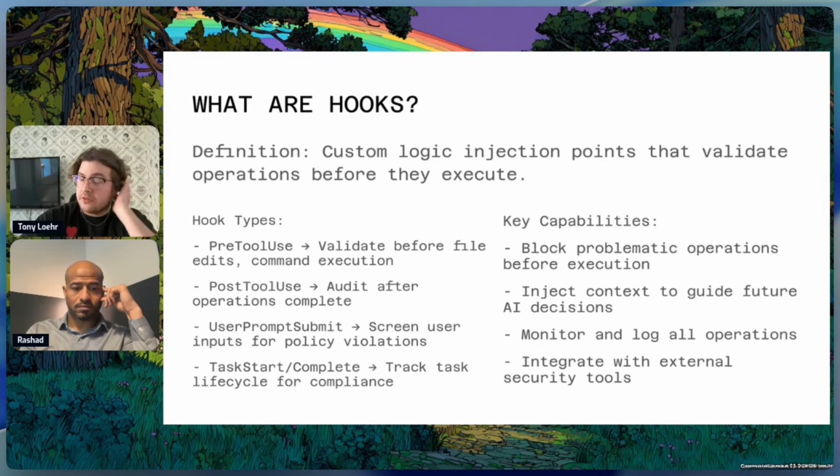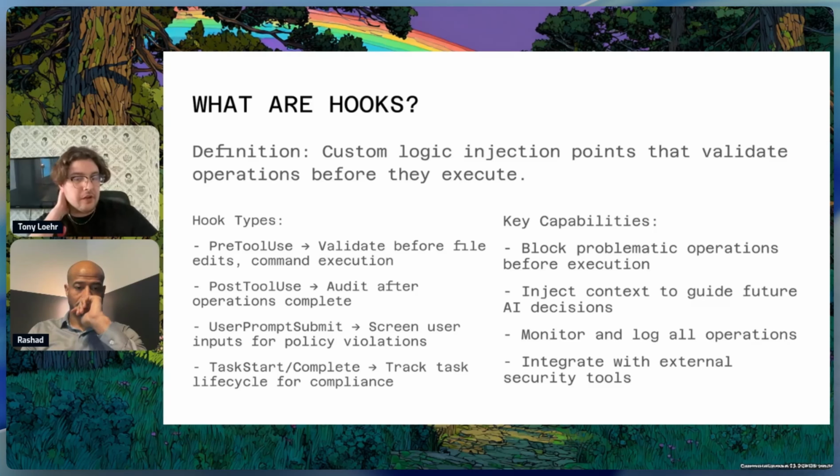We have a few in particular that I find myself using often, such as the PreToolUse hook, which runs before Cline executes tools like file editing or command execution. It's perfect for validating that an operation doesn't violate security policies. Now, PostToolUse hooks run after operations complete, which is great for auditing changes and building compliance trails. UserPromptSubmit specifically screens user input for policy violations or sensitive data exposure. At least I find that that's when it's best applied.